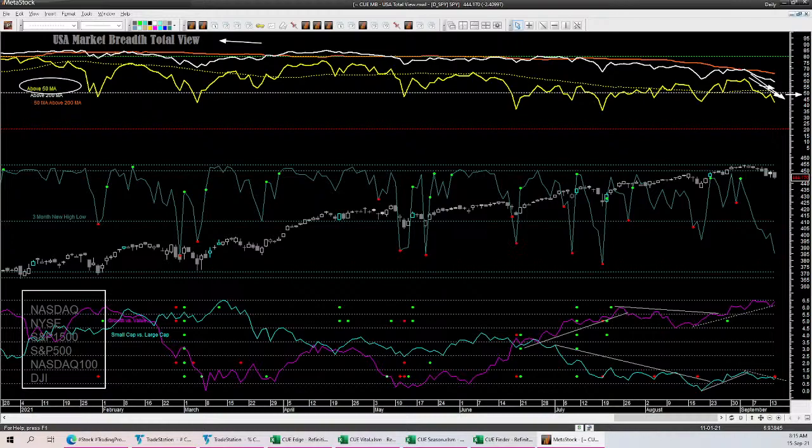If we look at the 3-month new high low, same as the composites, it's in the lower half, but not at the lowest extreme. From here, it can go either way.